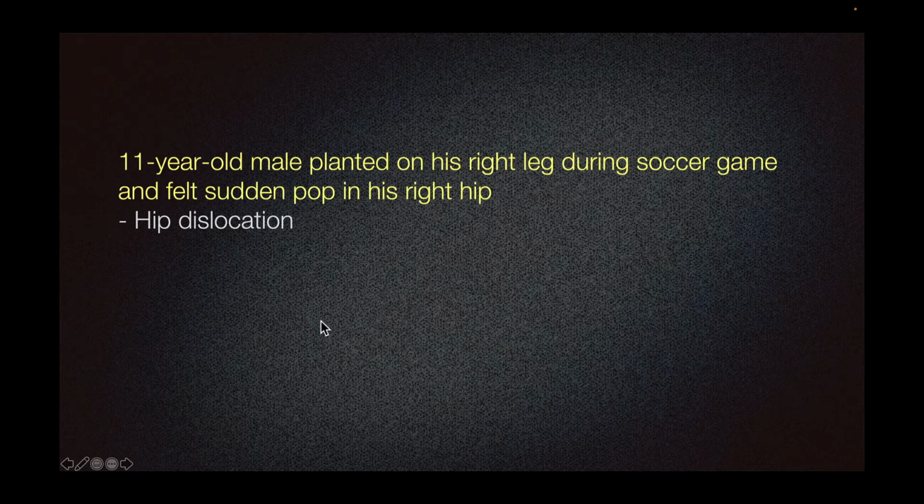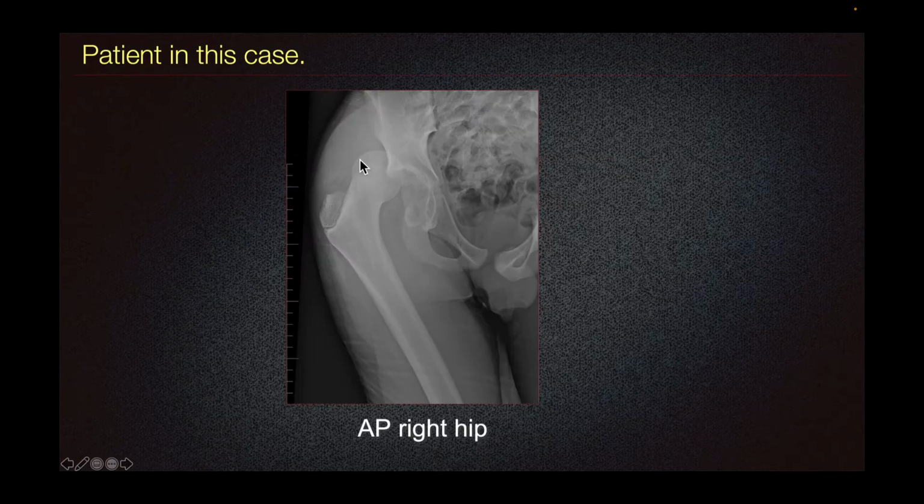11-year-old male planted on his right leg during a soccer game and felt a sudden pop in his right hip. Concern for hip dislocation. The patient in this case presented with this hip radiograph demonstrating superior lateral dislocation of the right femoral head, likely secondary to posterior hip dislocation, which is the most common type of dislocation.